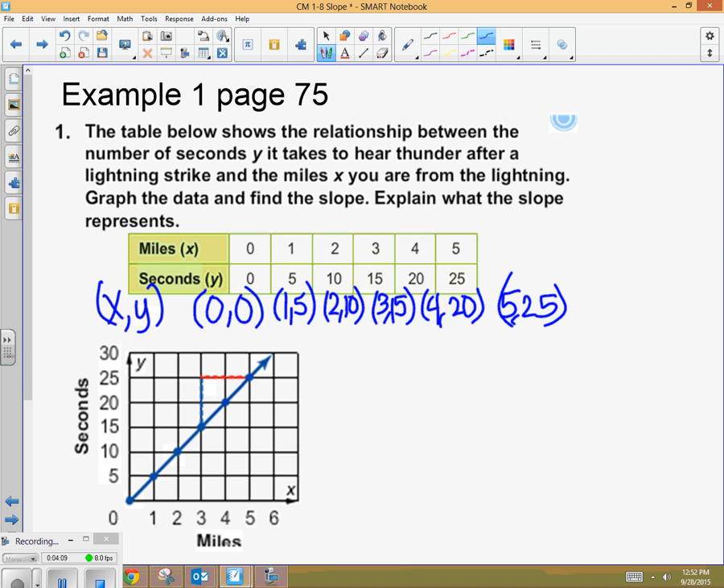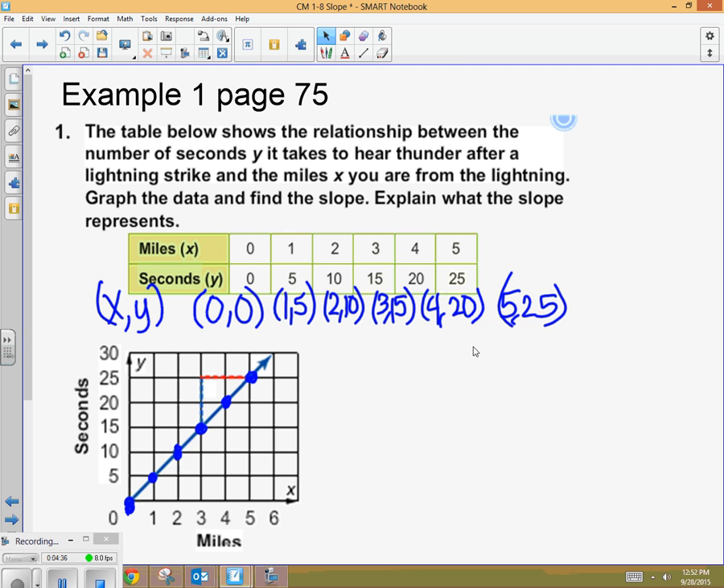Now to graph it, I always start at the origin, and I'm just going to go over the points you see here. That's 0, 0. 1, 5 would be over 1, up 5. 2, 10 would be here. 3, 15 is here. 4, 20, and then 5, 25. Once you have all the points, use your straight edge and complete the line.